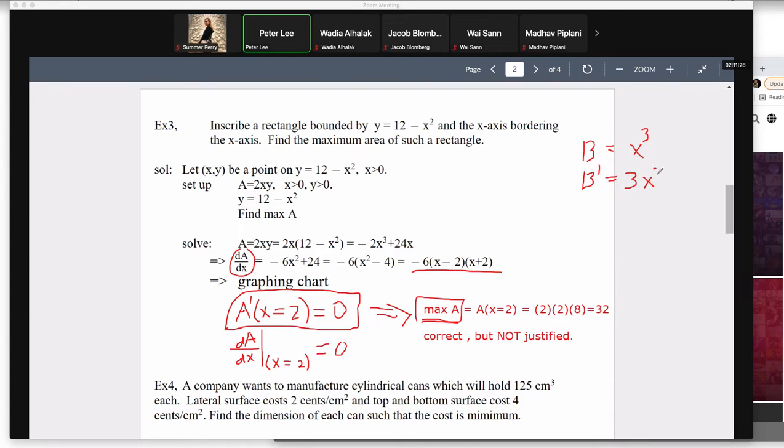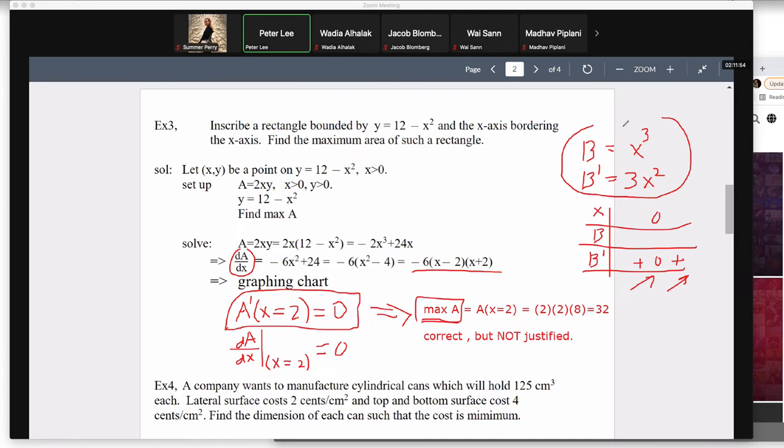Okay, so now we have x and b here, and then we have b prime. You can see what happens here, and then what happens at 0? Well, b prime is 0, but note that this is positive on both sides, so that means it's increasing. Do you get a minimum here, or a maximum here? No, we don't get any minimum or maximum here.